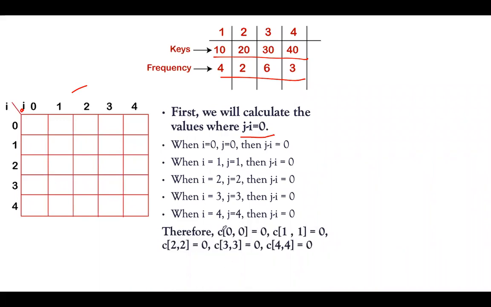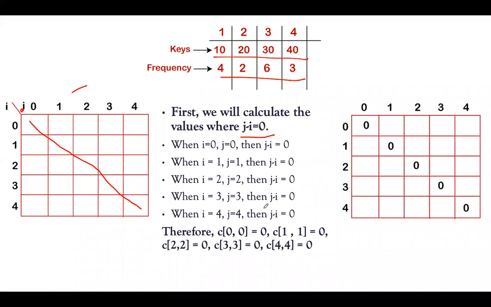Therefore, the cost of these locations will be C of 0,0, C of 1,1, and so on, assuming this is a matrix. That is, we initialize these diagonal values to 0. That is what we have done here. So our matrix table will be like this. This is the first step, j minus i equal to 0, and from there we are going to start.